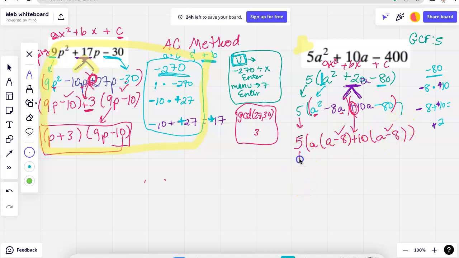So we write our final answer. GCF drops down now for the 4th time. And we write our GCFs in the first parenthesis and the one that's the same in the second. So our GCFs are a plus 10. And the one that's the same is a minus 8. There we go. Hopefully that helps you out with trinomials and knowing what work needs to be shown.